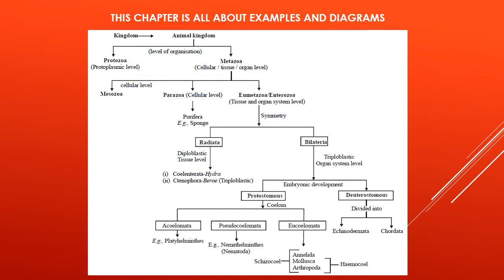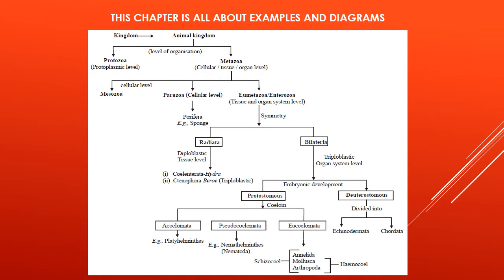So Animal Kingdom starting, you could see that there are two important divisions. One is Protozoa, the other one is Metazoa. What is Protozoa? These are the organisms at protoplasmic level. Protozoans, like amoeba, for example. In amoeba, you know that one single cell takes care of all the activities of the organism.